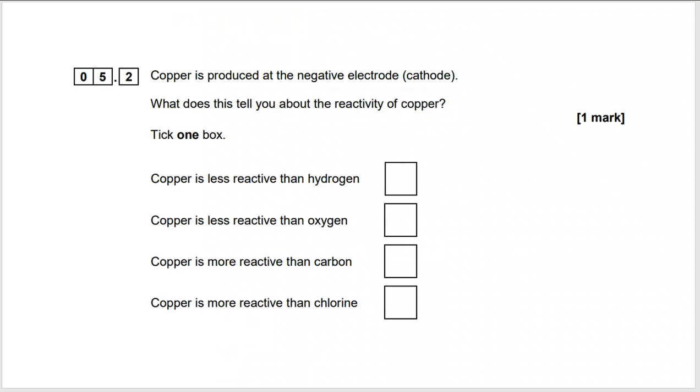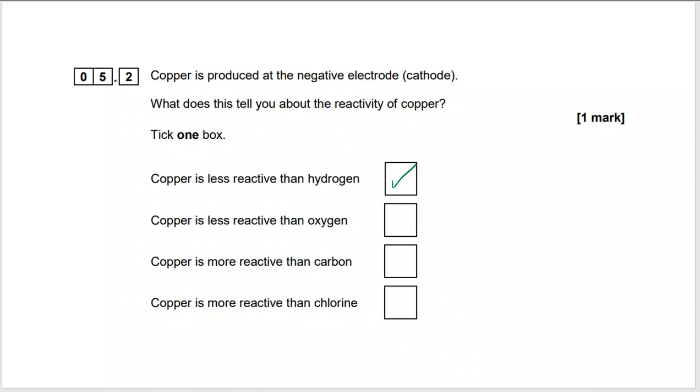Copper is produced at the negative electrode. Copper ions are reduced to copper. What does that tell you about the reactivity of copper? Now, this is really, really important. It tells us that copper is less reactive than hydrogen.